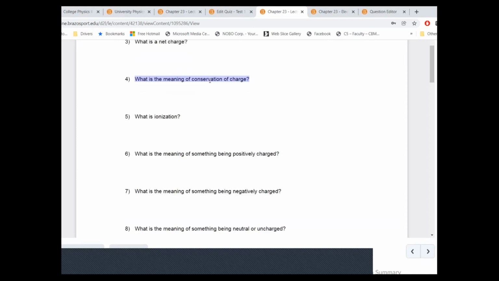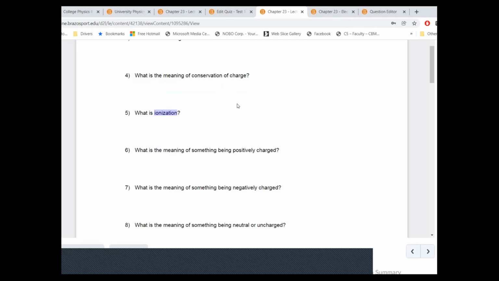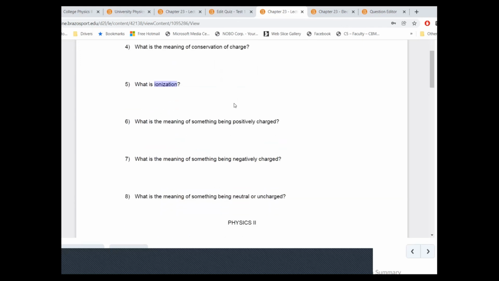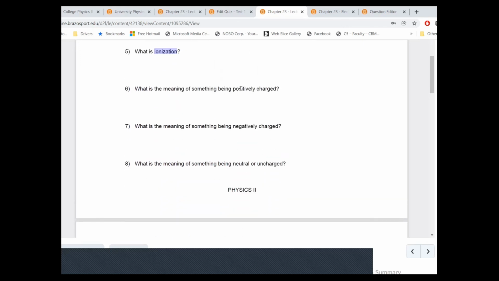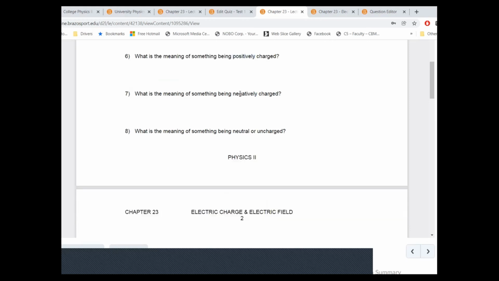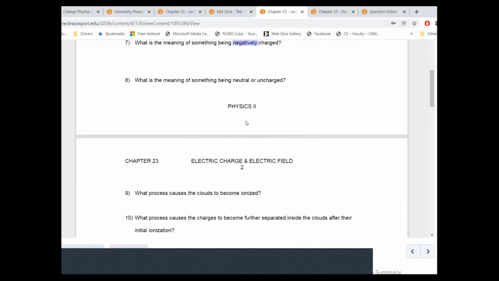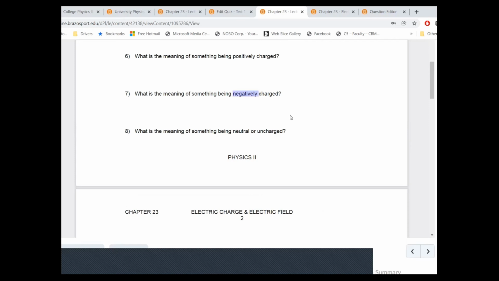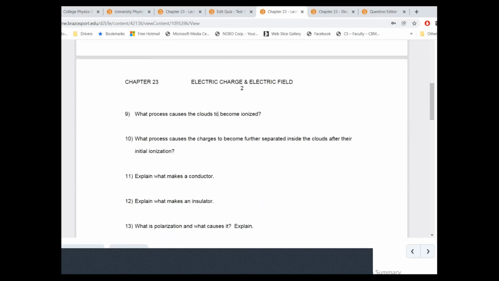Meaning of conservation of charge: charges cannot be created or destroyed. Ionization is the separation of charges from atoms, stripping electrons from atoms. There are 3 ways you could do it: friction, heat, and or light. Net positive charge means the region has more positive charges than negative charges. If something is negatively charged, it has more negative charges than positive charges. If something is neutral, it has an equal number of positive and negative charges.